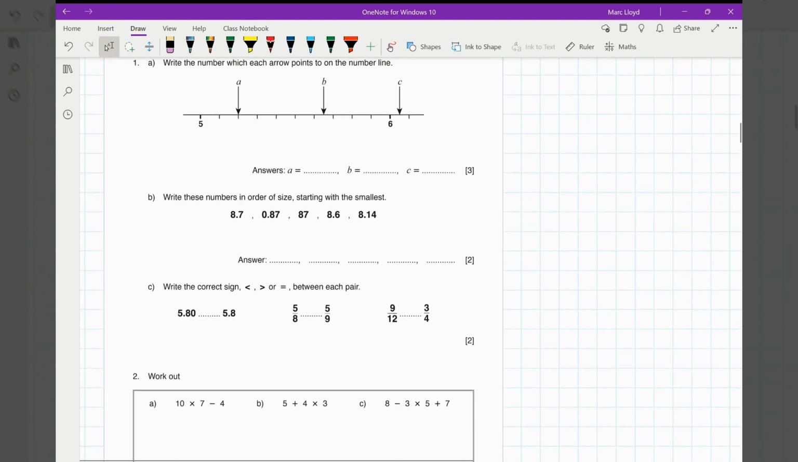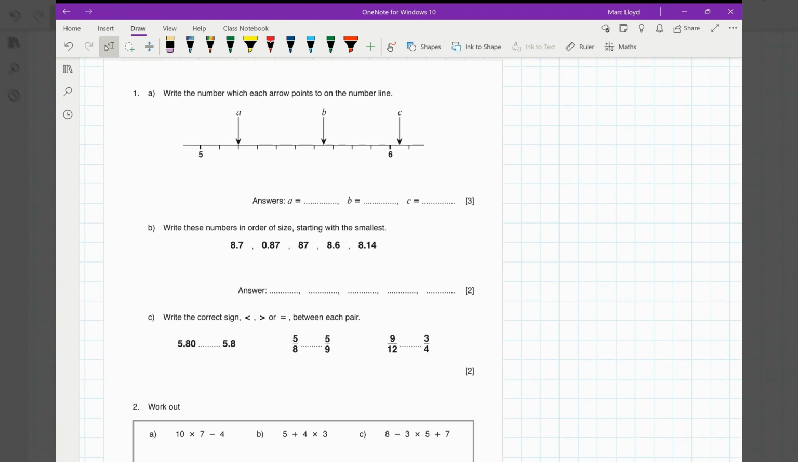Okay, so here we go. Question number 1. Write the number which each arrow points to on the number line. So we've got 5 to 6, 1, 2, 3, 4, 5, 6, 7, 8, 9. There's 10 bits between them, which means that we've got 5.2 just in there for A. For B, it's between 5.6 and 5.7, which makes it 5.65. And then for C, it's just between 6 and 6.1, so it's going to be 6.05.